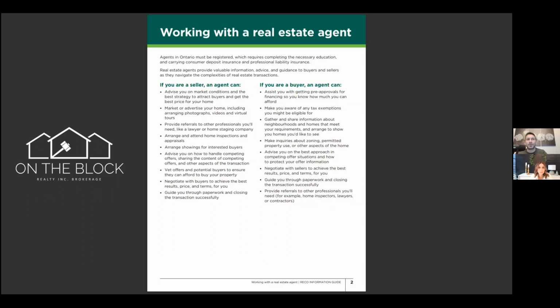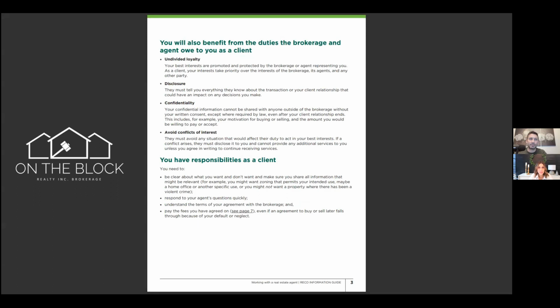If you are in the process of buying a property, some of the services a real estate agent can provide may include assisting you with getting pre-approvals for financing so you know how much you can afford; making you aware of any tax exemptions you might be eligible for; gathering and sharing information about neighborhoods and homes to meet your requirements and arranging to show you homes you'd like to see; making inquiries about zoning, permitted property use, or other aspects of the home; advising you on the best approach in competing offer situations and how to protect your offer information; negotiating with sellers to achieve the best results, price, and terms for you; guiding you through paperwork and closing the transaction successfully; and providing referrals to other professionals you may need, for example, home inspectors, lawyers, or contractors.